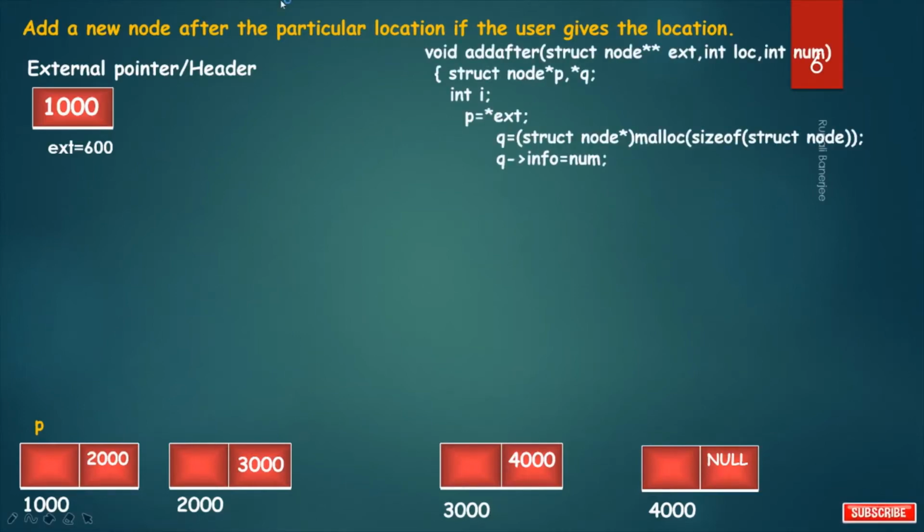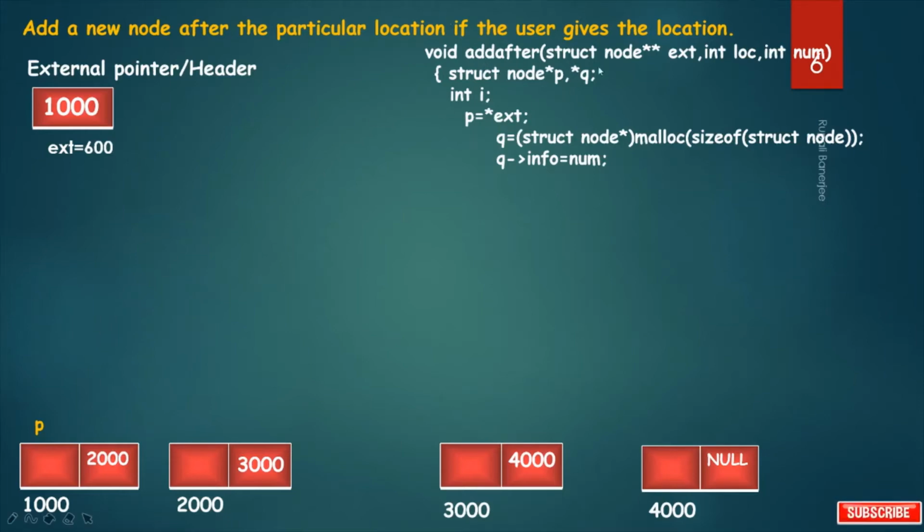Here also we are passing the address of external pointer and the location after which you want to add. Say after second node I want to add our new node. So location value is 2. What is num? Num is the new node info part, means the node which I want to add after second location, that node info part is num. I have to pass that info part from the main.